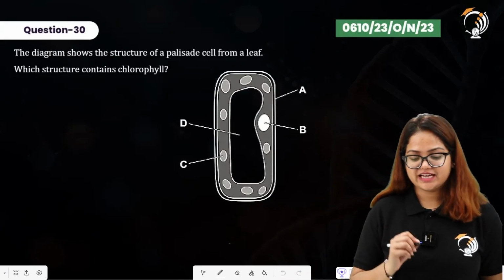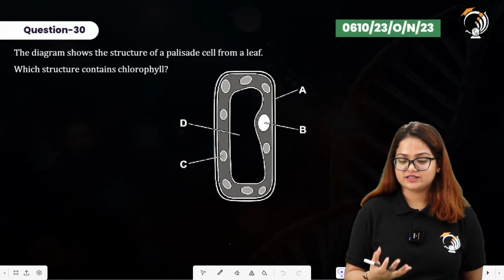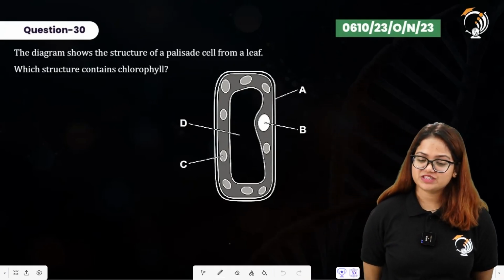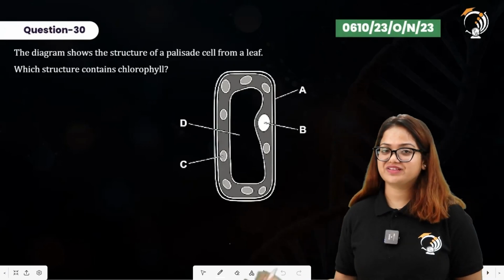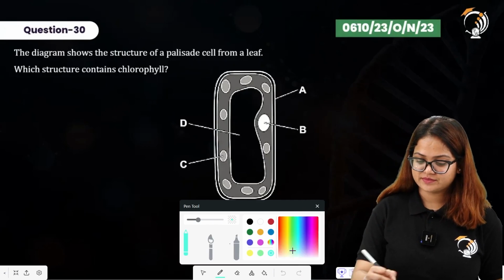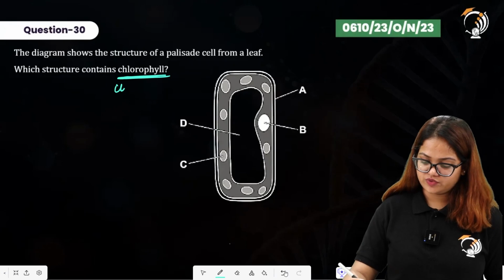Question number 30 says the diagram shows the structure of a palisade cell from a leaf. As you can all relate, this diagram is a columnar structure basically. Which structure contains chlorophyll? We have to identify that structure, which is chloroplast. Alright. Contained in chloroplast.